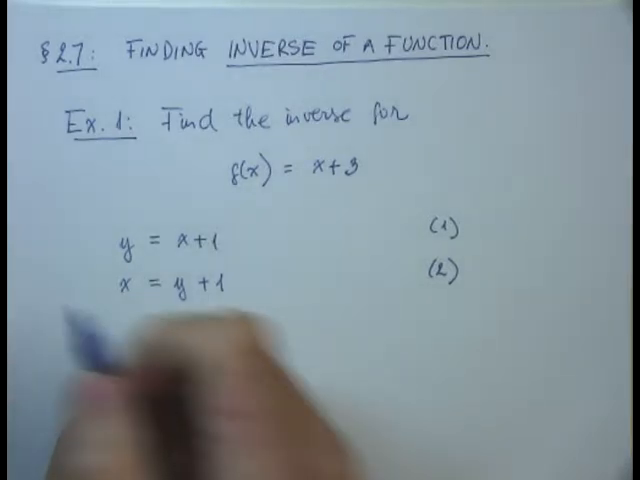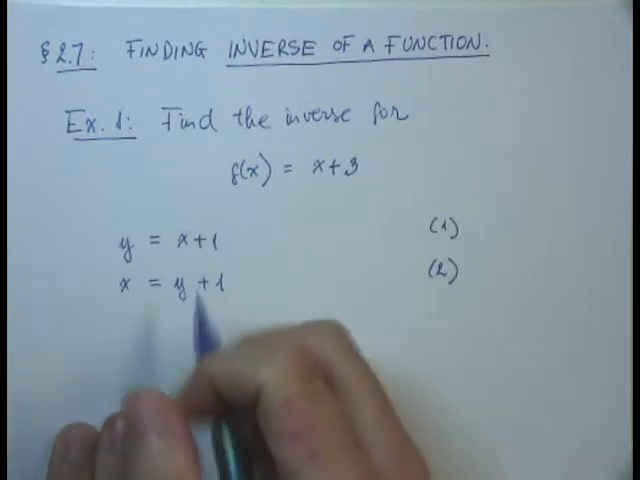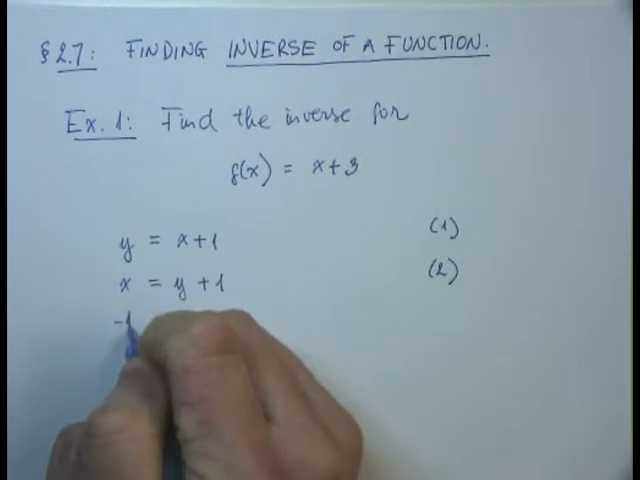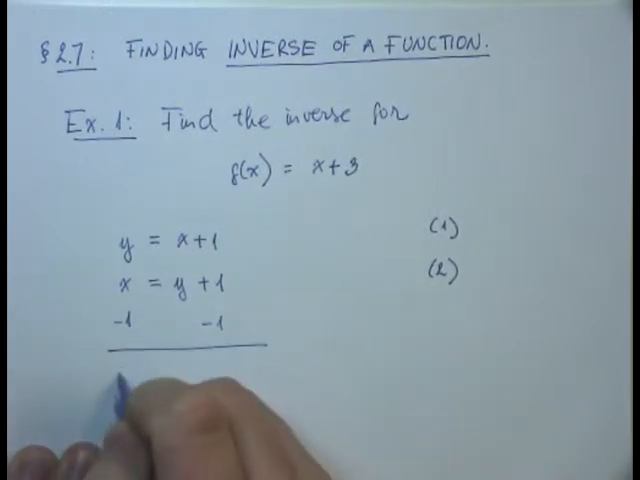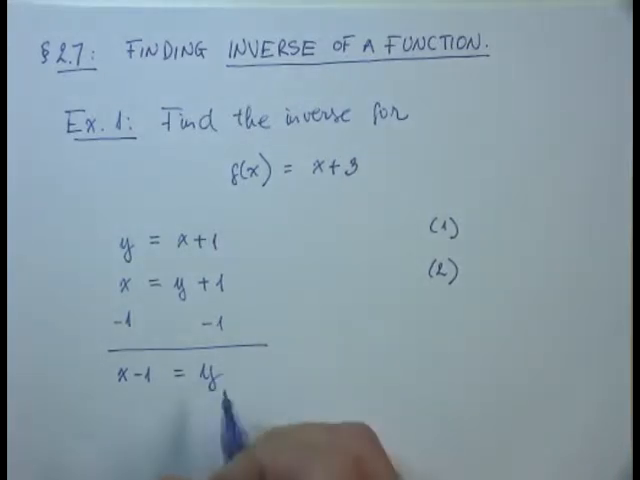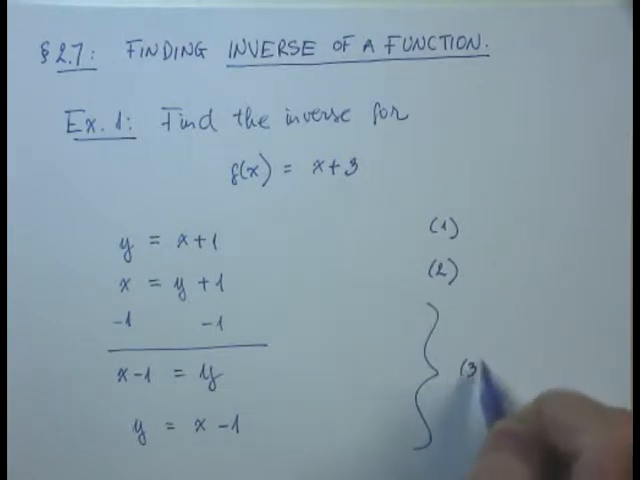Step number 3 now is to solve for y in the current equation. After we swap the variables, we need to solve for y once again. To solve for y, all we do is simply subtract 3 from both sides. Here I have x minus 3 equals y, and rearranging my equation, I have y equals x minus 3. So solving for y is my step number 3.